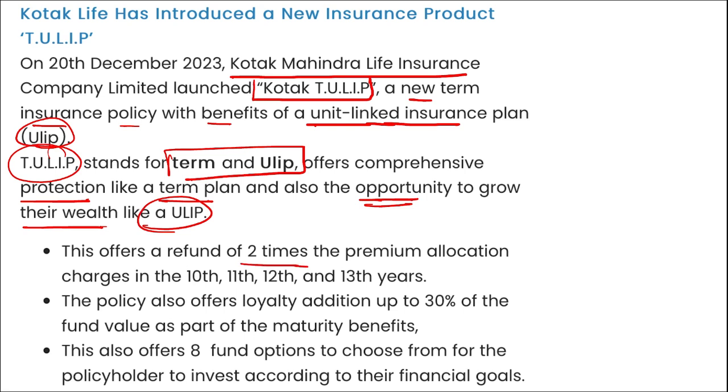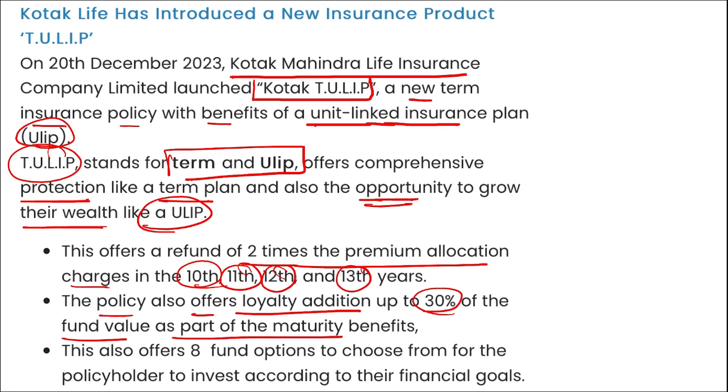This offers 2 times the premium allocation charges in the 10th, 11th, 12th and 13th year, and the policy also offers loyalty addition up to 30% of the fund value as a part of the maturity benefits. So coming back, it is Kotak Life or Kotak Mahindra Life Insurance Company. They have launched this Kotak Tulip. This is a new term insurance policy, correct? That is TULIP, term and unit linked insurance plan.